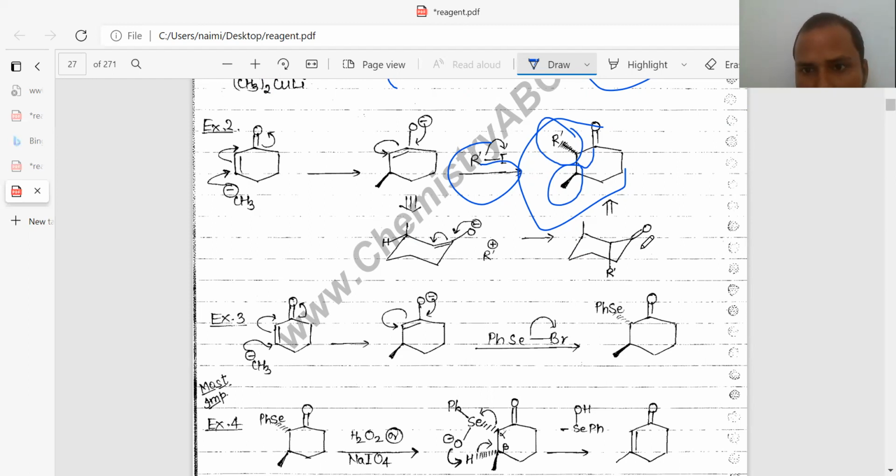You will also draw this structure, where one is axial and one is equatorial. So this is the trans. This is 1 and 2, this is axial, this is axial, so this is the trans. So your bond is always trans here, so a trans product is formed here. This is the representation of this molecule.